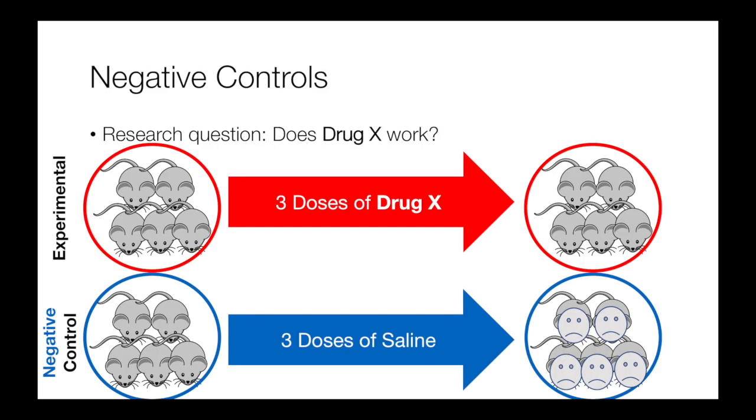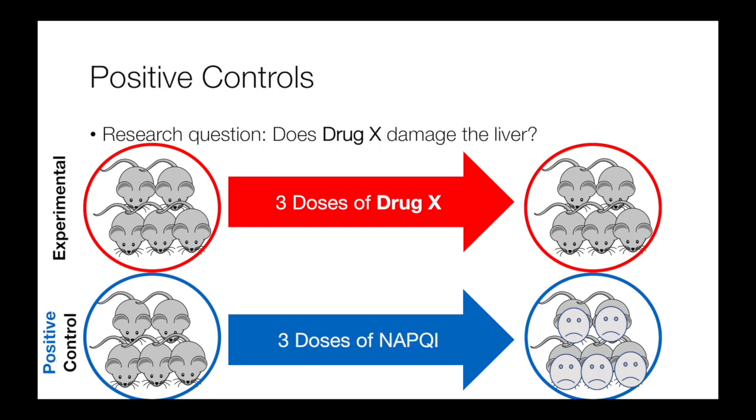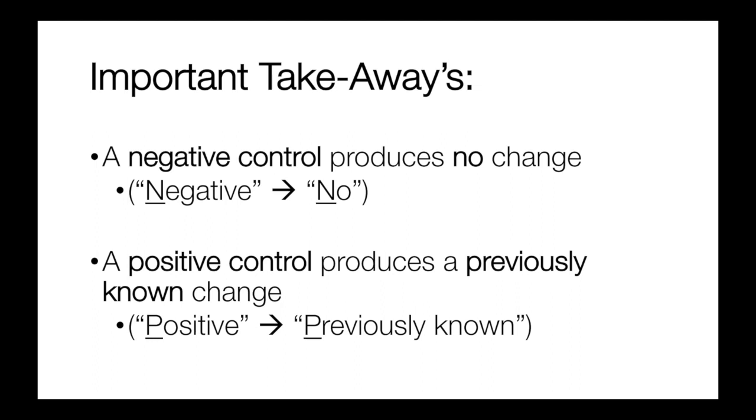So in summary, I used a negative control, saline, which had no effect, to verify that drug X worked as an anti-cancer drug. I used a positive control, NAPQI, which did have an effect, in order to make sure that drug X did not cause any liver damage. The important things to remember: a negative control produces no change. Negative and no both start with N. A positive control produces a previously known change. Positive and previously known both start with P.